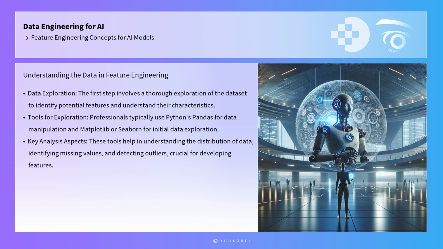The first step in feature engineering is understanding the data. This involves a thorough exploration of the dataset to identify potential features and understand their characteristics. Professionals typically use tools such as Python's Pandas library for data manipulation and visualization libraries like Matplotlib or Seaborn for initial data exploration. These tools help in understanding the distribution of data, identifying missing values, and detecting outliers, all of which are crucial for developing effective features.